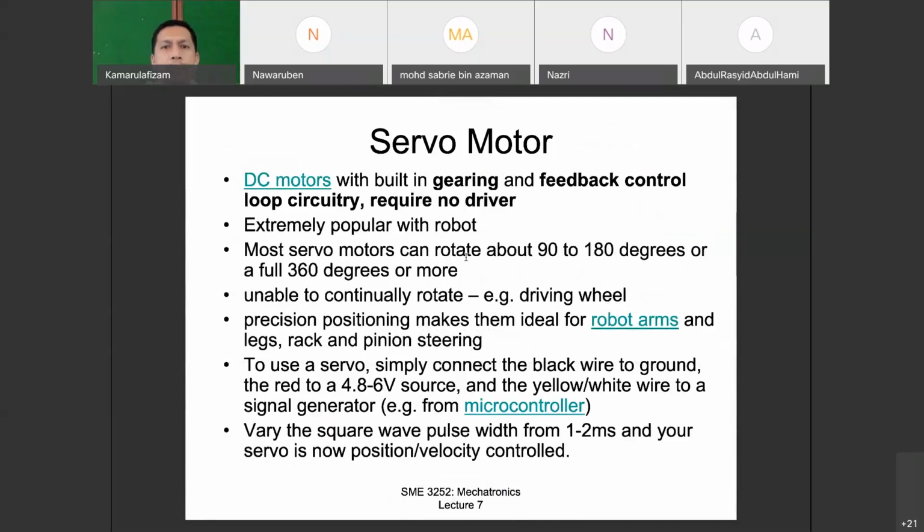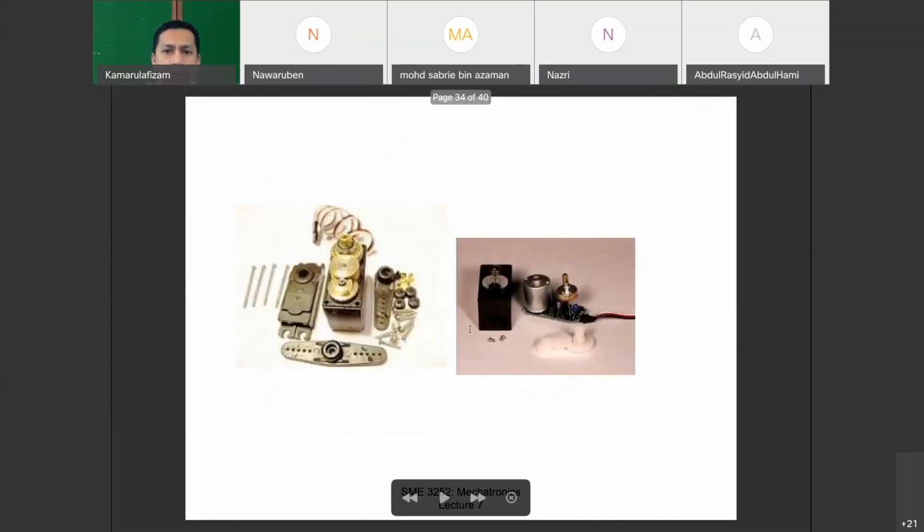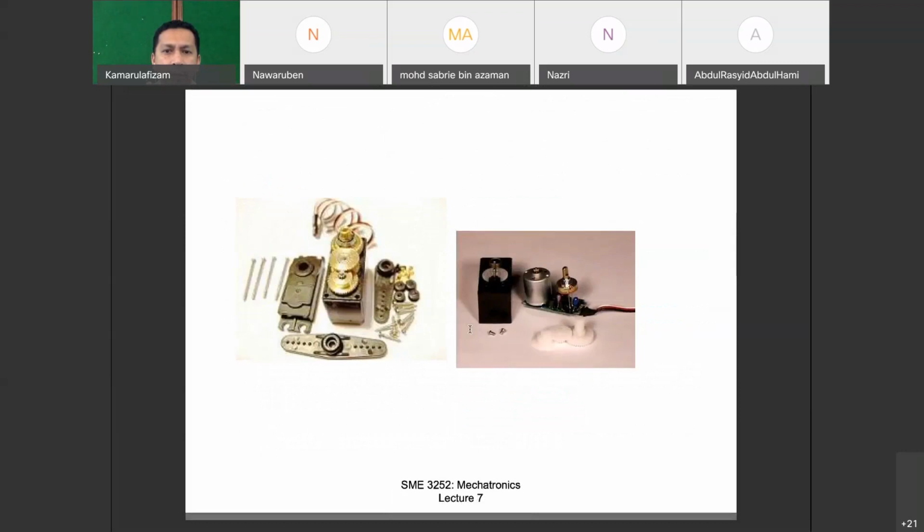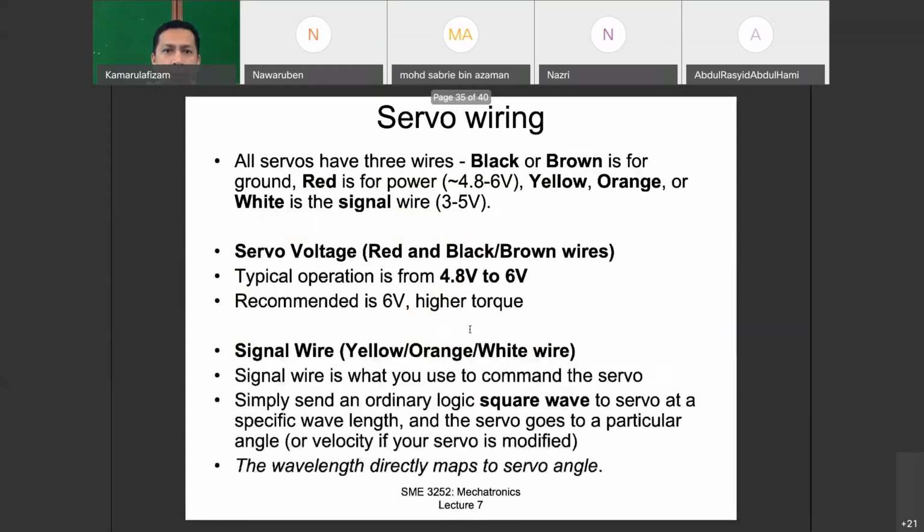The next is I think the last one, kot, rasa servo motor. Ada gearing, ada feedback loop, no need of driver. Most servo motor can rotate 90 to 180 degree or full 360 degree. Dia takkan boleh pusing habis over and over macam driving wheel lah, sebab dia ada dia punya angle. Okay, this is typical gambar of servo motor ni.